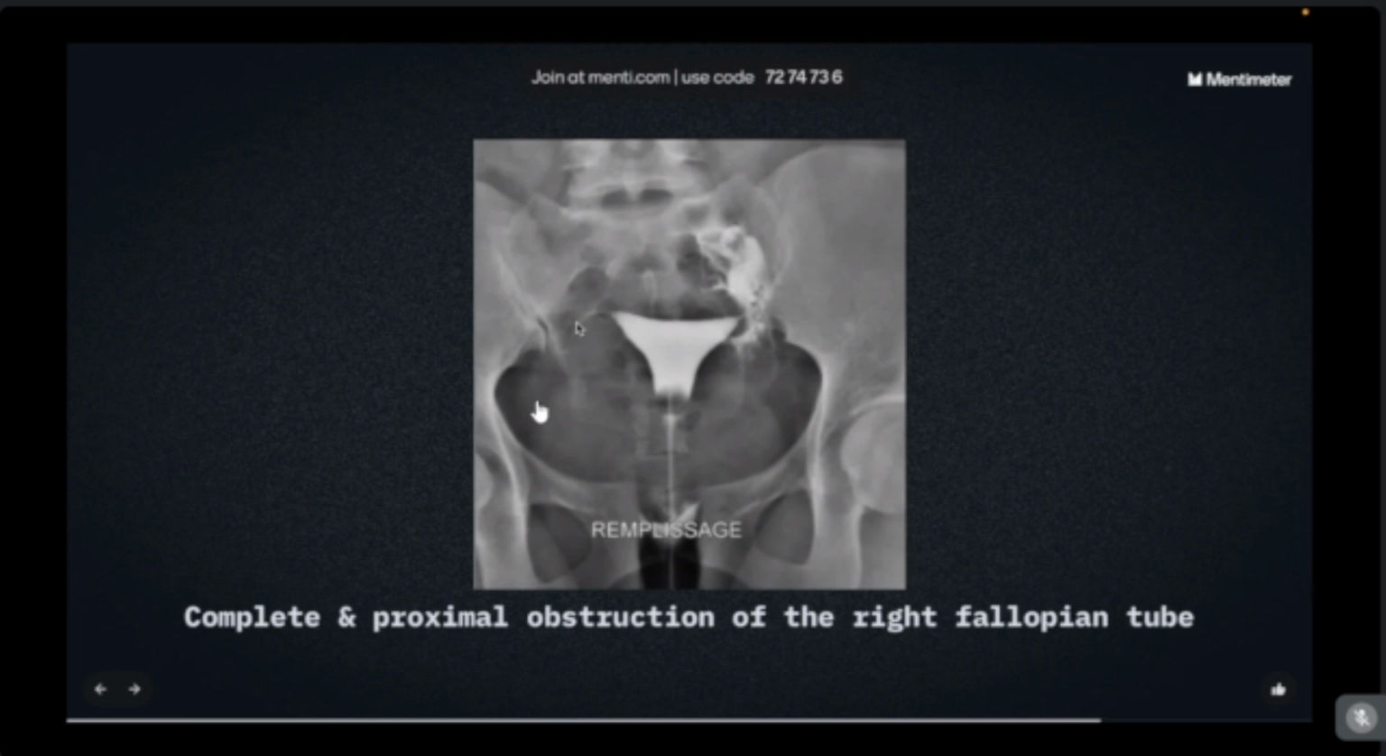And this indicates that the contrast medium injected during the procedure is unable to pass through the proximal part of the right tube, suggesting a blockage close to the uterus. It's okay if you can't really understand this, but even if you take just small messages from this presentation, it will be really good for you as a medical student.